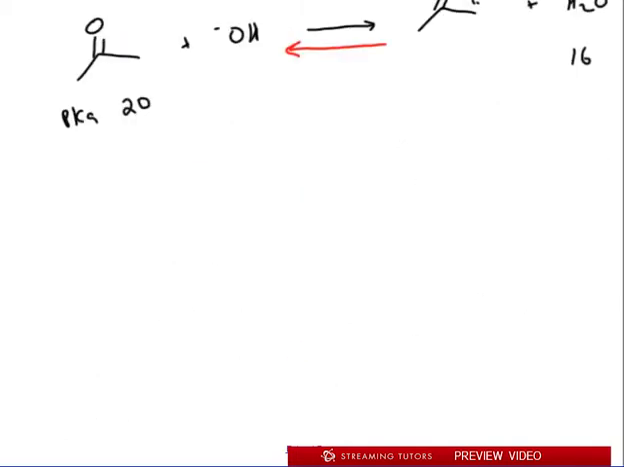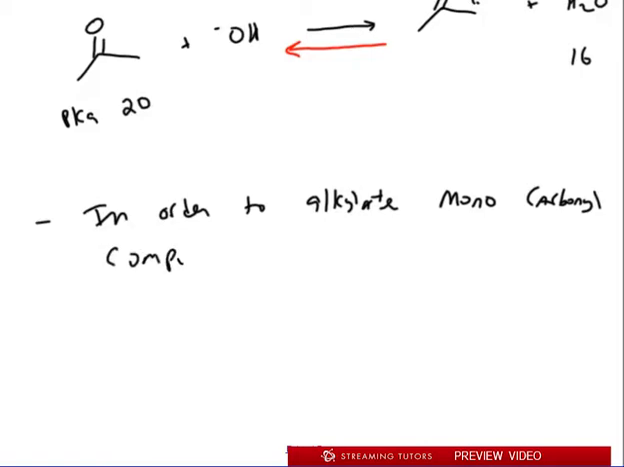So what do we do? Well, it turns out that what we need to do is, let me write this down, in order to alkylate monocarbonyl compounds, we need a stronger base. Okay, that's what we need to do. We need a stronger base. And that'll allow us to alkylate, because then we can actually get the alpha carbon to lose its proton in a much higher yield than it does now.